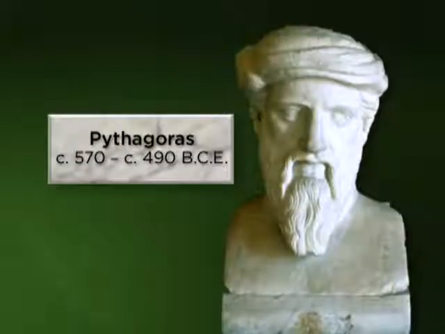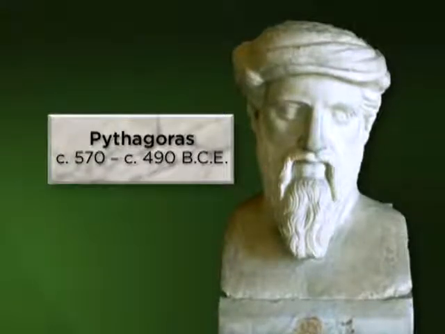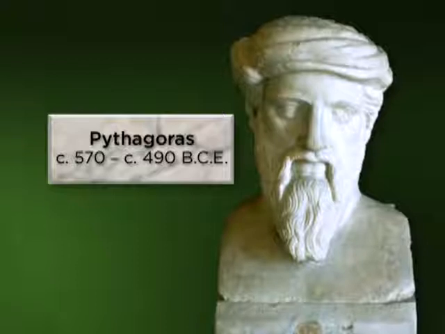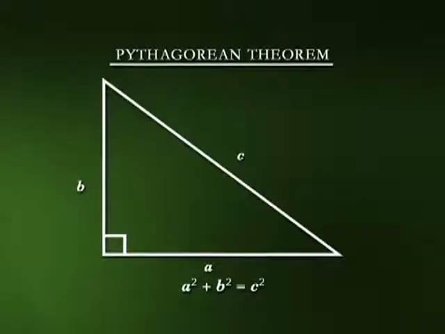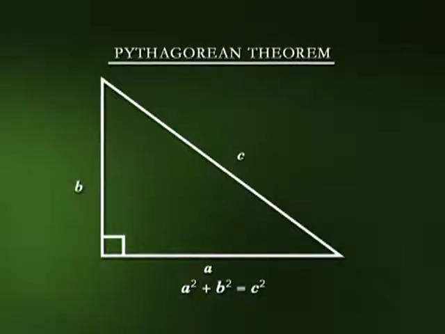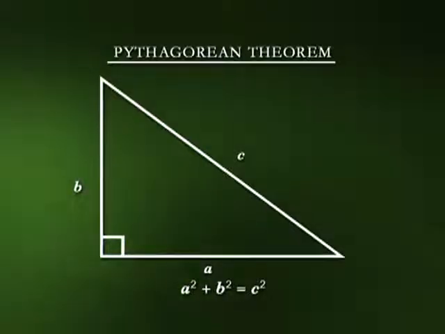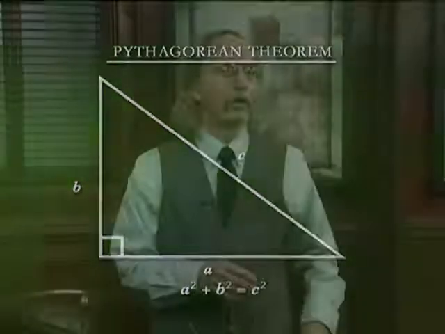Of course, Plato wasn't the first. Before Plato came Pythagoras, philosopher, mystic, and mathematician. Everyone knows the Pythagorean theorem. For any right triangle, the square of the hypotenuse is equal to the sum of the squares on the other two sides. Well, almost everybody knows it.